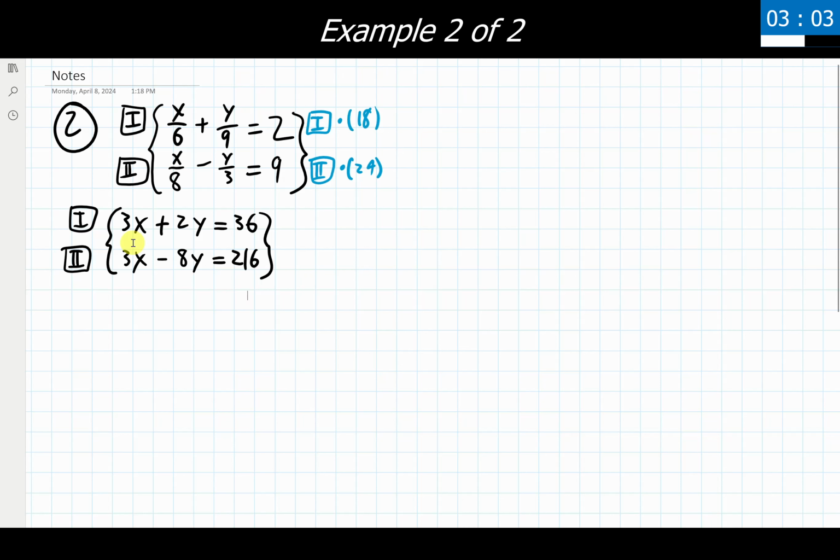I'm going to arbitrarily choose to multiply the first equation, why not? I'm going to multiply the first equation by -1. And again, the intention behind this is to create additive inverses for my x variables. We'll go ahead and write the result right down here.